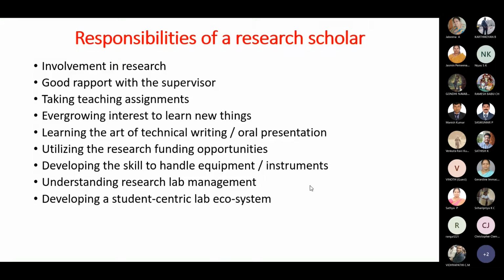Developing a student-centric lab ecosystem. Students have to come to your lab. Are we developing something? Nurturing the next level of junior researchers. Right? It's like lighting a candle from another candle. One candle lights the other candle. The other candle lights the next candle. That's how it's a teamwork. You have to develop the team.